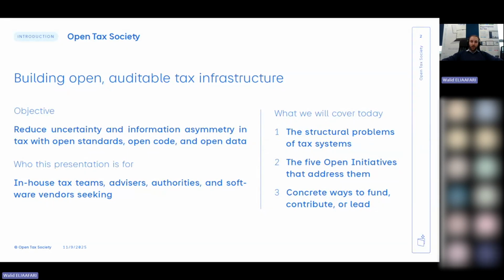So what we will cover today are, well, a little bit of what I just talked about, the structural problems that are inherent in some tax systems and the definition of a good tax system. Then we are going to talk about the 5 open initiatives that have been identified by the Open Tax Society so far, and to which you are most welcome to contribute, and from which you will also be able to profit as end users or as beneficiaries. And finally, we're going to talk about how we can collaborate together on this project, because the purpose here is to create a community of tax specialists that want to make tax systems better in a collaborative and open manner.